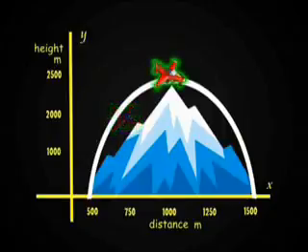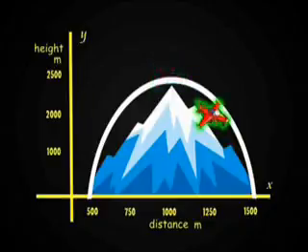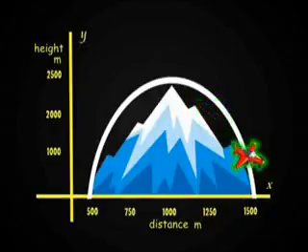At 750 meters from the start of your journey, you are 2,000 meters above sea level. At 1,000 meters from the start of your journey, you are 2,500 meters above sea level, and that is the tip of the mountain. At 1,250 meters, you are 2,000 meters above sea level, and at 1,500 meters, you are now back to 1,000 meters above sea level.